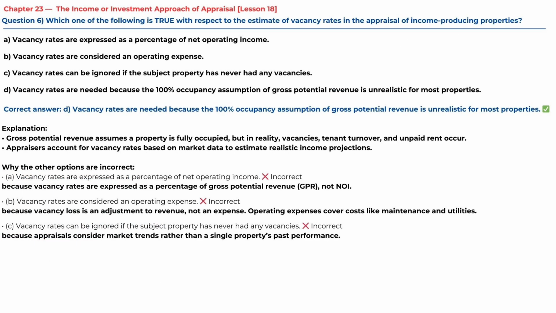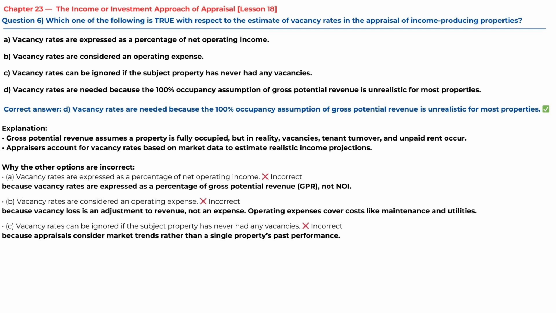Question 6. Which one of the following is true with respect to the estimate of vacancy rates in the appraisal of income-producing properties? Correct answer D. Vacancy rates are needed because the 100% occupancy assumption of gross potential revenue is unrealistic for most properties. Explanation. Gross potential revenue assumes a property is fully occupied, but in reality, vacancies, tenant turnover, and unpaid rent occur. Appraisers account for vacancy rates based on market data to estimate realistic income projections.